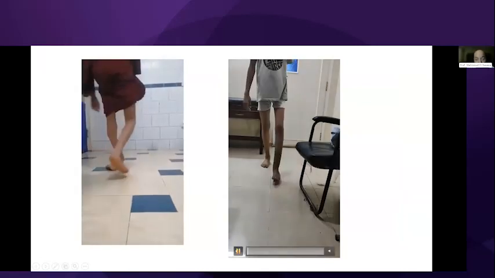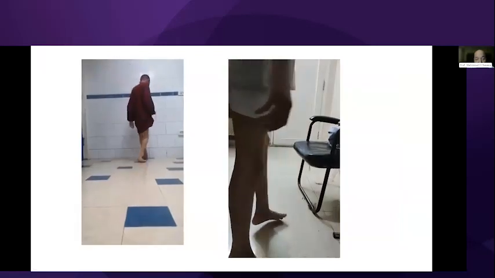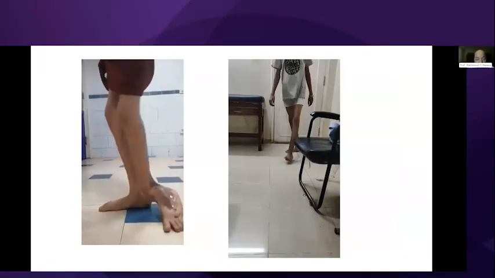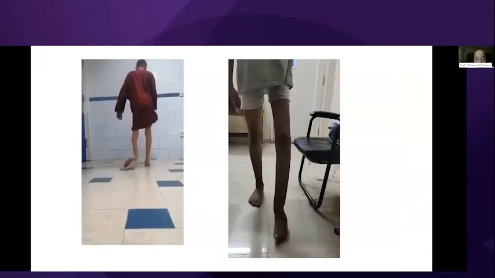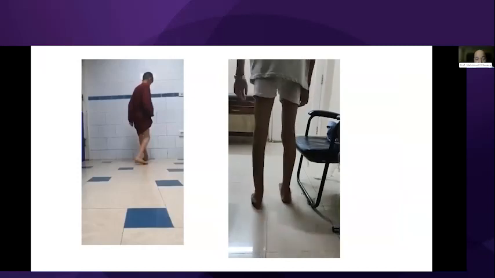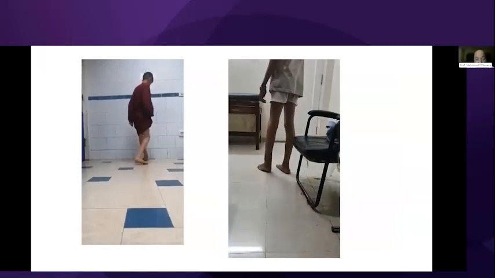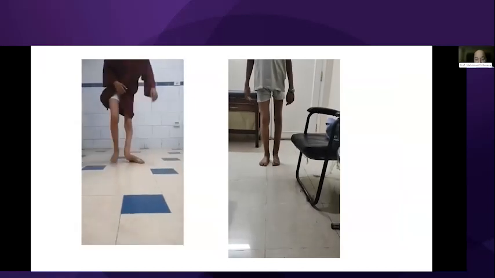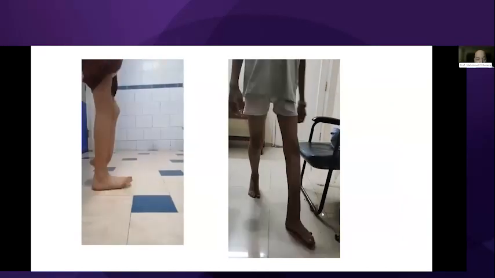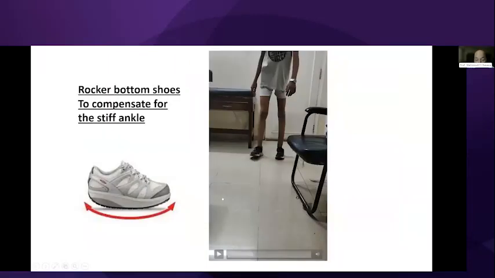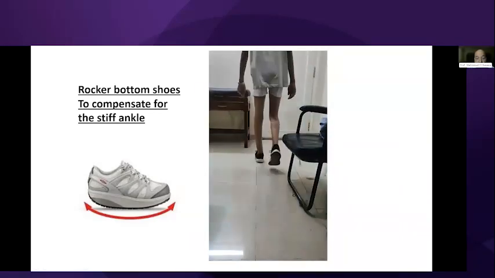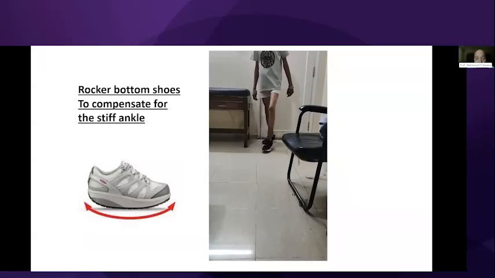After treatment, we can see the foot is well aligned under the tibia, and the gait with equalization of leg length. However, due to the fused ankle joint, he is walking with a heel-to-heel gait. This is improved by wearing rocker bottom shoes, as we see here, to compensate for the fused ankle. The rocker bottom shoes improved his gait very much.